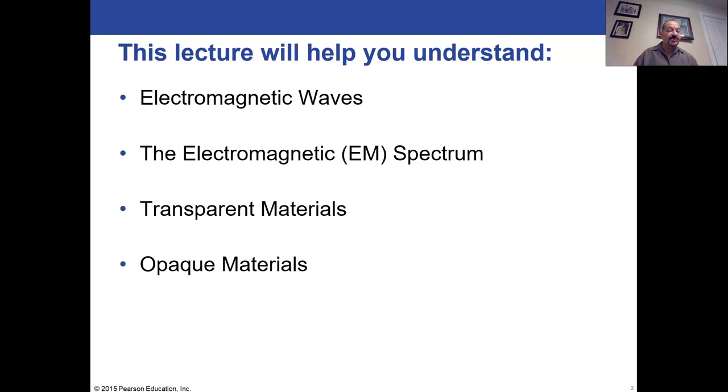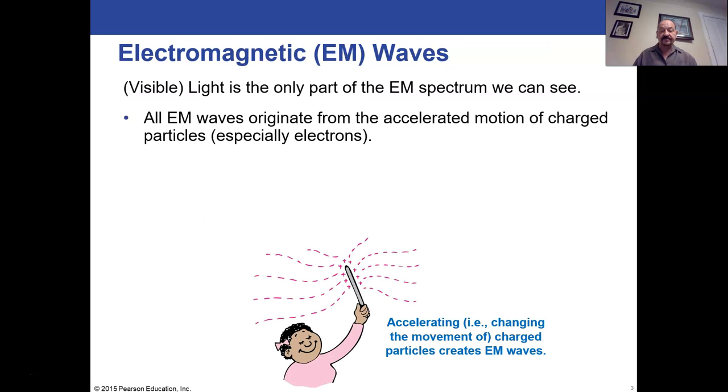We'll talk about transparent materials and opaque materials. These are transparent to visible light, or opaque to visible light. These are the wavelengths of light that humans can see. Then we'll talk a little bit about the structure of the eye and how the human eye and the human brain work together to see, and some of the tricks that happen with optical illusions.